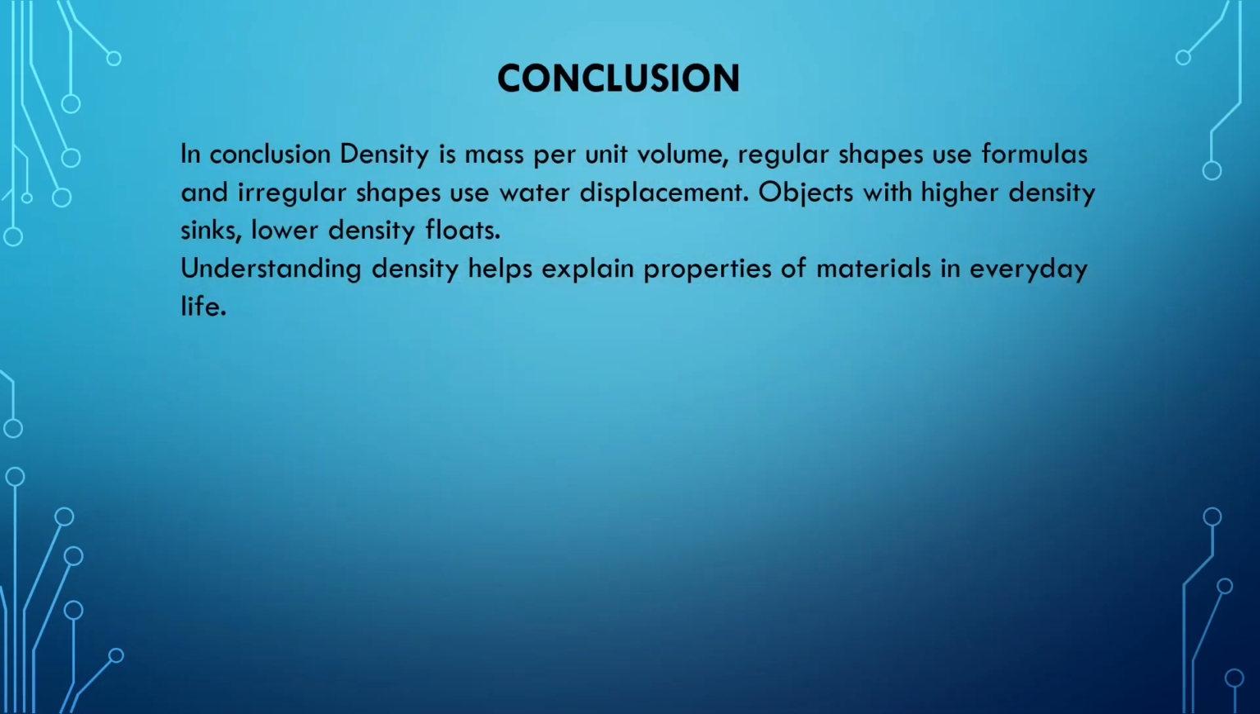So in conclusion, we can say that density is mass per unit volume, and regular shapes use formulas, and irregular shapes use water displacement. Objects with higher density sink, and objects with lower density float. Understanding density helps explain properties of materials in everyday life.